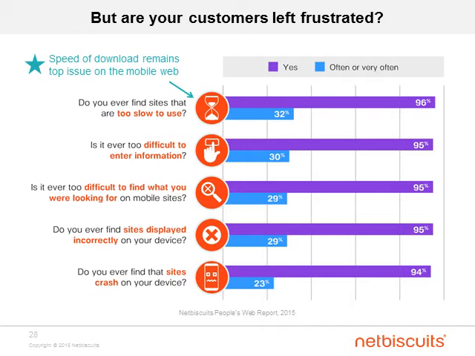Speed of download for the second year running remains the top issue on the mobile web. And that's not surprising, given that we're trying to put more and more content, and richer content too, onto our web pages. Almost 1/3 say that they find that sites are often or very often too slow to use. And these customers will go elsewhere. But this is not the only issue. 95% of respondents say that they have found it too difficult to enter information, with 30% saying, again, this is an issue either often or very often.